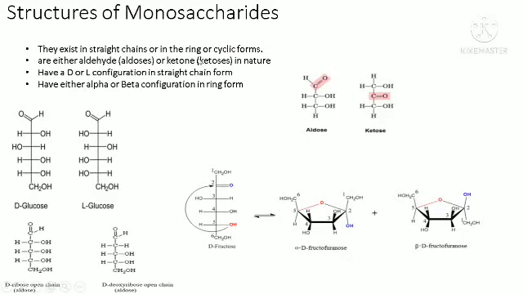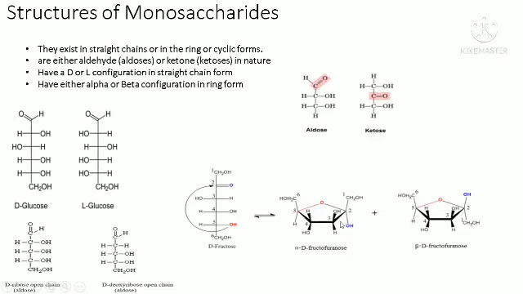Since they contain a single saccharide unit, they can exist as an open chain form or as a cyclic form. In aqueous solution, monosaccharides are in equilibrium between their open chain form and their cyclic form. This is what this diagram here is trying to depict. So this is an open chain form of fructose, and this is the ring form of fructose.